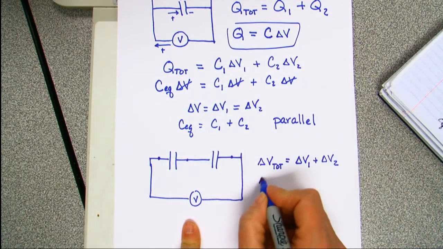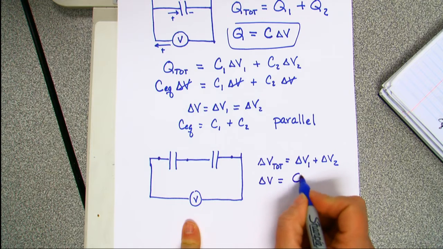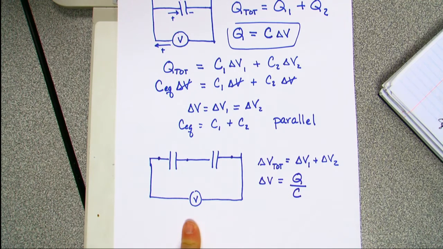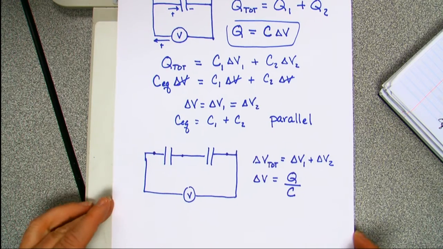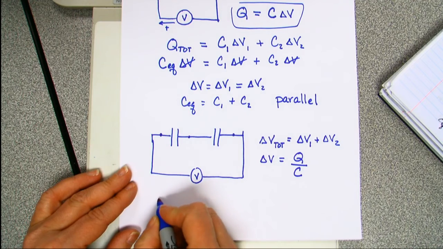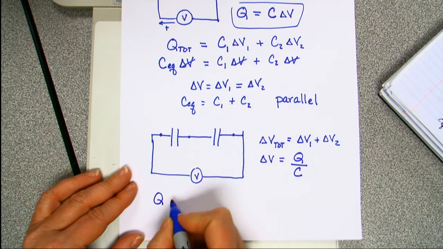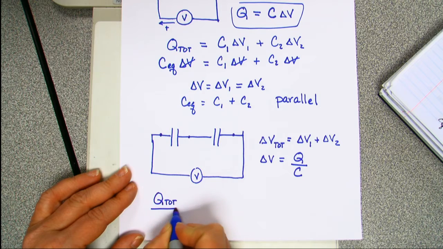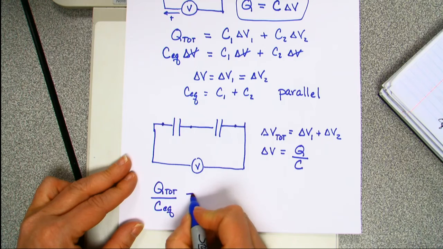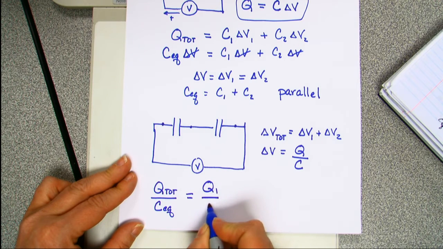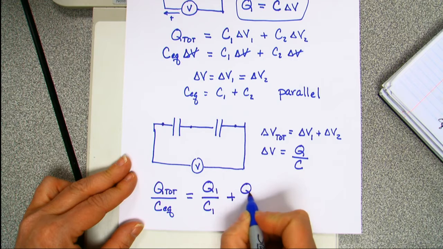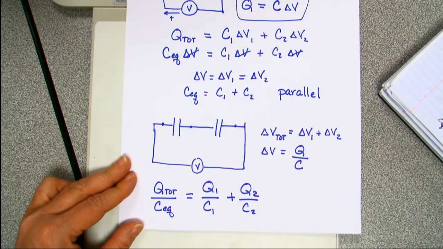Alright, but we still can go back and look at this, right? So let's change that. My change in potential is equal to my charge over whatever the capacitance is. So in this case, I'm going to get my charge on the system. This is going to be charge total. This is going to be my equivalent capacitance for the system. And this is going to be the charge on 1, capacitance 1, plus the charge on 2, capacitance 2.